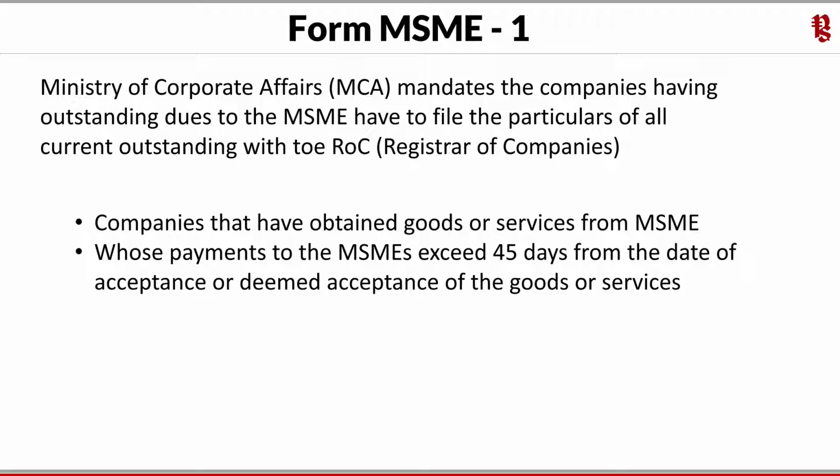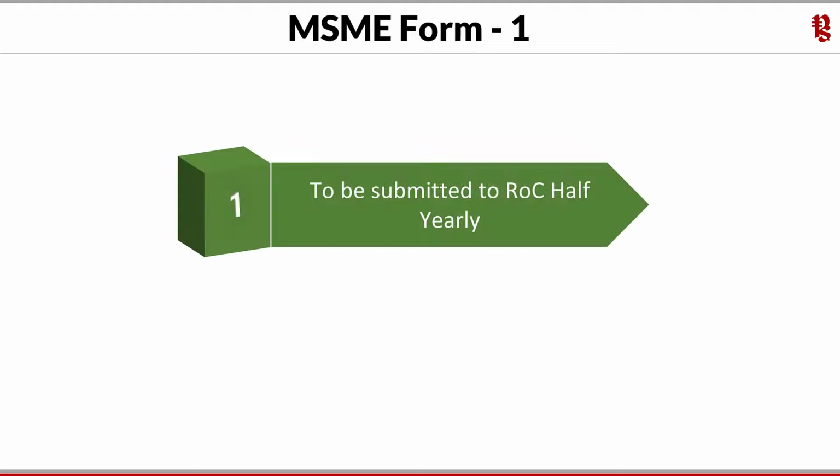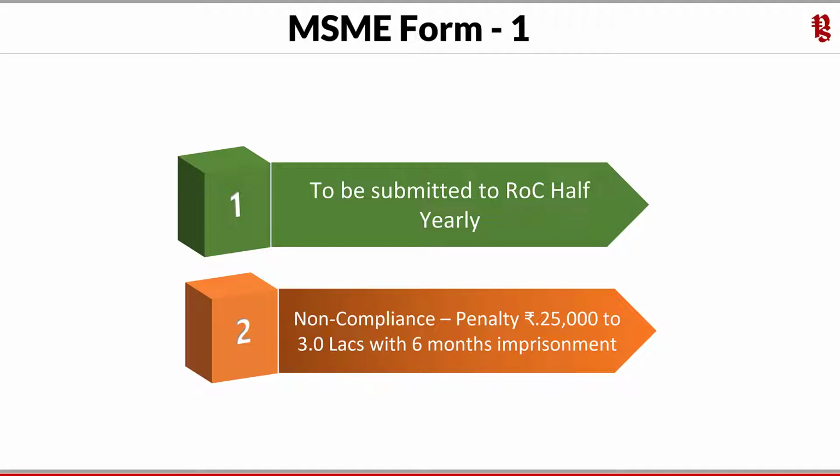In case there is no outstanding exceeding beyond 45 days, in such a case the companies need not file form MSME 1. What is the periodicity to submit? The companies have to submit to the ROC half yearly, and in case they are not complying with this requirement, the non-compliance penalty attracts starting from rupees 25,000 up to a maximum of 3 lakhs with 6 months of imprisonment.